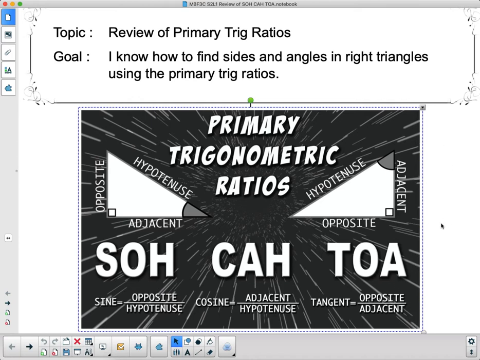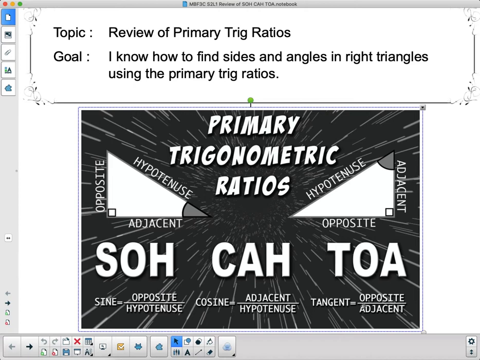For reminding you what SOH stands for. And remember, sine equals opposite over hypotenuse. In between these letters is an understood division. Over, we're talking about ratios. Cos equals adjacent over hypotenuse, and tan equals opposite over adjacent. And that's all written out for you down here as well.